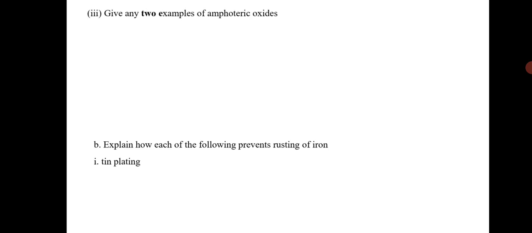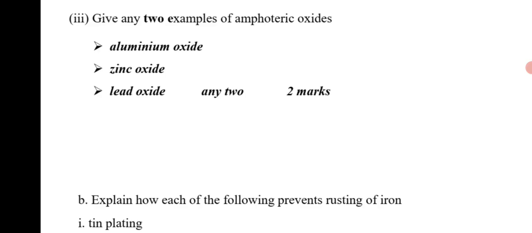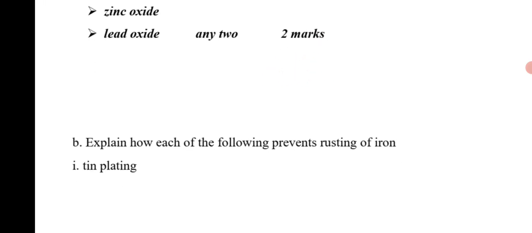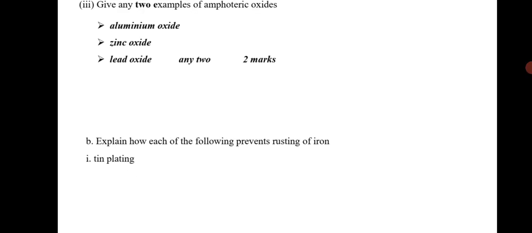Give 2 examples of amphoteric oxides. We have aluminum oxide, zinc oxide, and lead oxide. These are examples. Make sure you know all of them so that you can give any 2 in an exam.